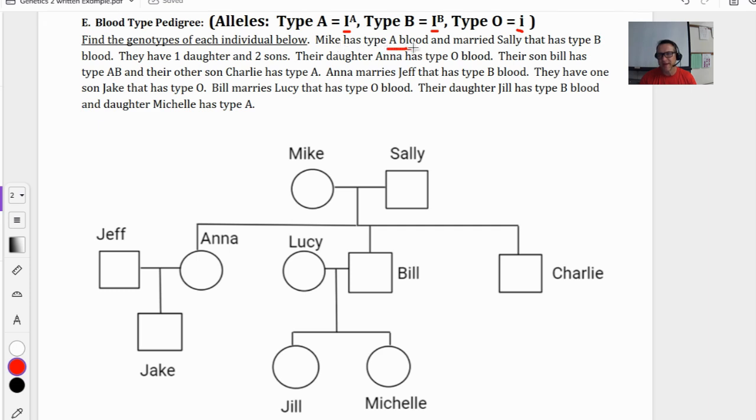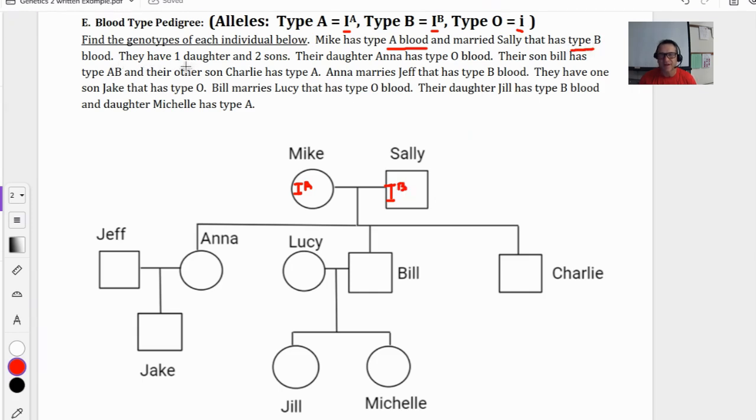Mike has blood type A. All right, so it's easy. I'm going to give Mike an A allele because how can you have blood type A unless you have a big IA allele? We don't know his other one yet. It could be another big IA, it could be a little i. Either one would be type A. He married Sally that has blood type B. All right, so we know Sally has a type B allele. I don't know her other one yet. Could be another big IB, could be a little i. All right, so then type B.